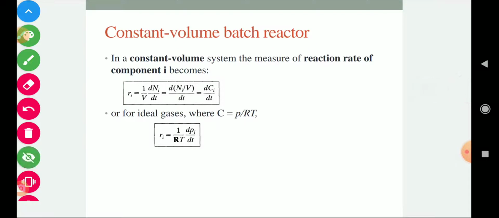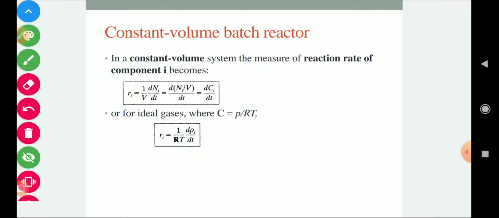So these are some of the conversions for a constant volume batch reactor. For example, the rate of reaction will be equal to the rate of change of moles of reactant per unit time in the reactor. So this will be equal to 1 upon V dNA by dt. If we take Ni upon V as a common term, then number of moles per unit volume is concentration, so this Ri will be equal to dCi by dt.